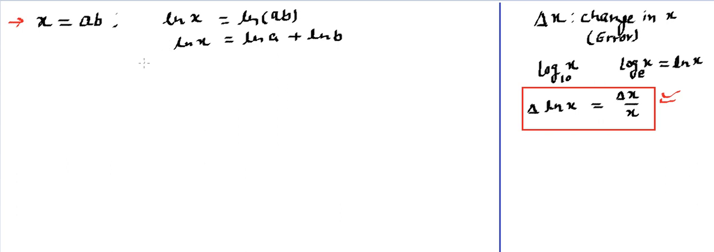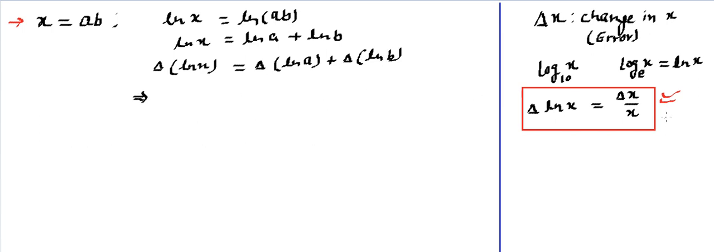Now in the next step, we apply the change on both sides. So the change in ln x is equal to the change in ln a plus the change in ln b. Change is an operation that can be distributed over the summation, so it goes to both the functions. Now you can use the result that I have placed in this box: change in ln x is delta x upon x. So the left hand side becomes delta x upon x, equal to delta a upon a, plus delta b upon b.